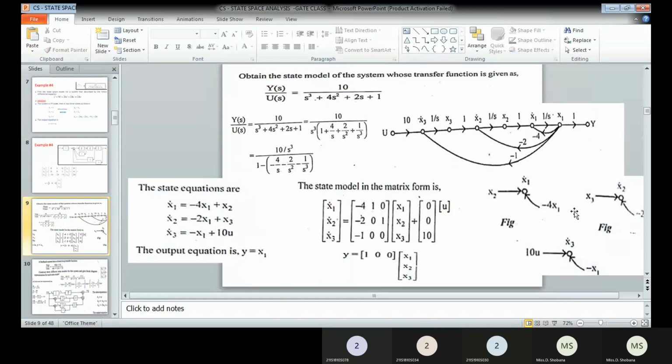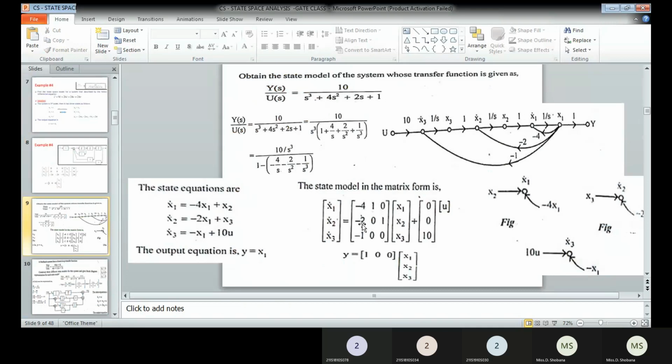So x1 dot is equal to minus 4 into x1 plus x2. x2 dot is equal to minus 2 into x1 plus x3, and x3 dot is nothing but minus x1 plus 10 into u. For the output equation, obviously you can look at the output node, that is x1. So y is equal to x1.